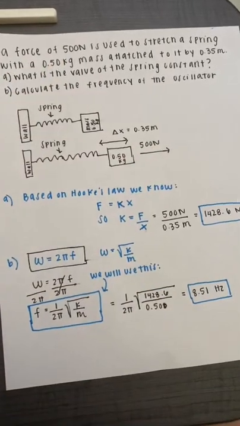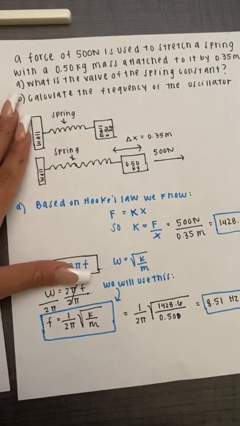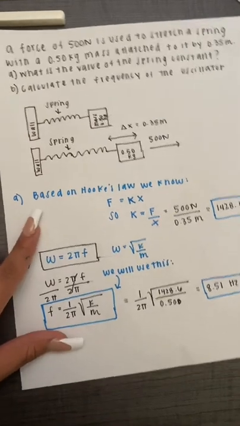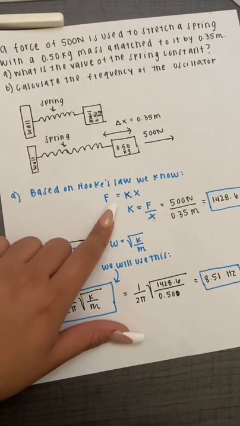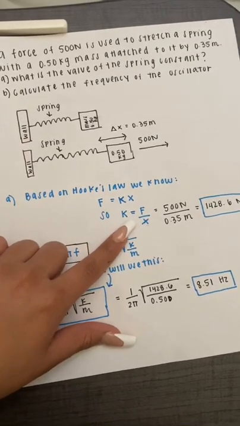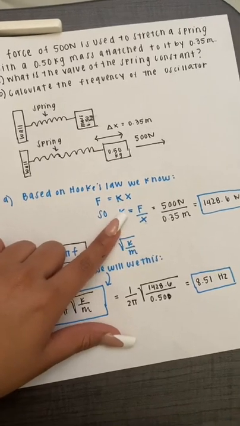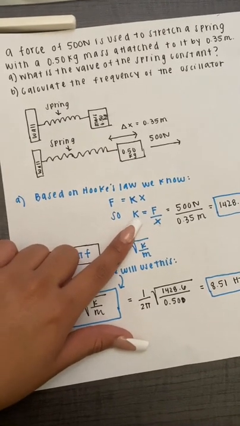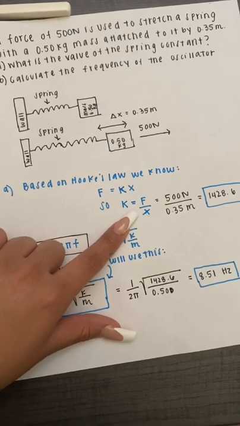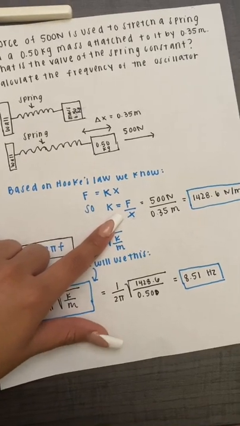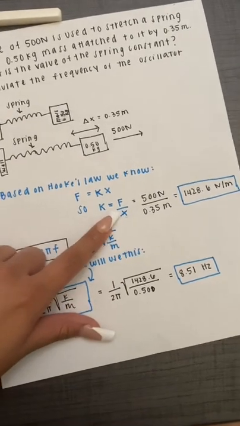So how can we calculate the first part of this problem? It's asking for the spring constant. Well, based on Hooke's law, we know that F equals kx. So in order to solve for the spring constant, we're going to have to switch the equation to k equals F over x. It's simply the force divided by the displacement.